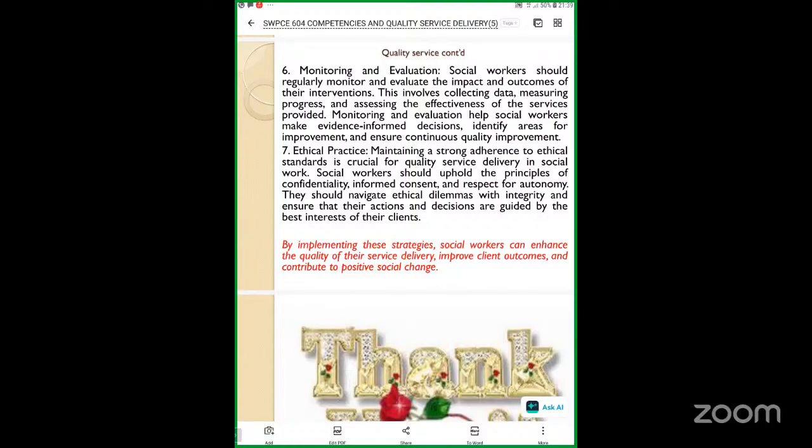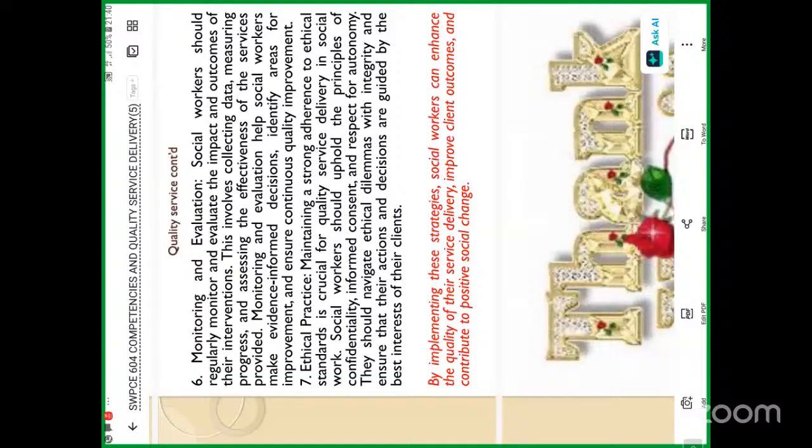Ethical practice. Remember the ethics of your profession. When you remember them and you are conducting yourself according to the ethics of that profession, it means that you are going to deliver good service to your service users. So by implementing these strategies, social workers can enhance the quality of their service delivery, improve client outcomes, and contribute to positive social change. And this will be the end of this particular paper.